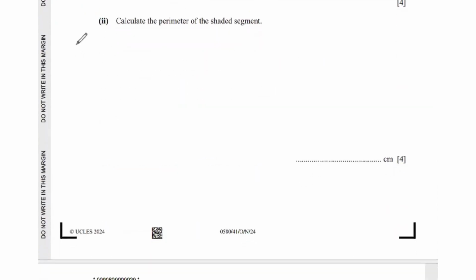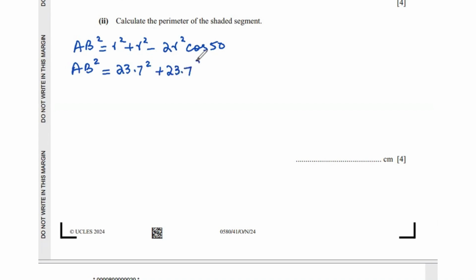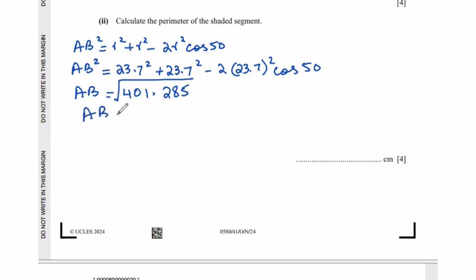So for AB squared equals R squared plus R squared minus 2R squared cos of 50. R squared we found to be 23.7. So 23.7 plus 23.7 minus 2 times again 23.7 cos of 50, and that will give us 401.285. We square root that, and that gives us 20.03 centimeters. That is your AB.